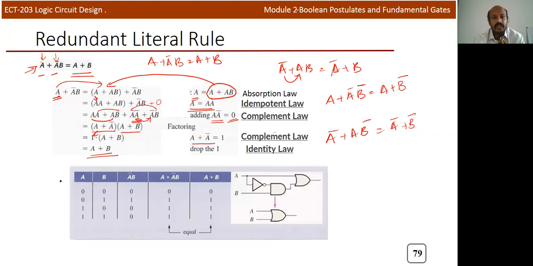By using the truth table also I can verify this. First write A, B, then A bar B, then perform A plus A bar B, and finally if you compare with the A plus B result, we can see that both are the same: 0, 1, 1, 1. So this entire gate circuit can be reduced into a simple OR gate. That's one of the main advantages of this redundant literal law.